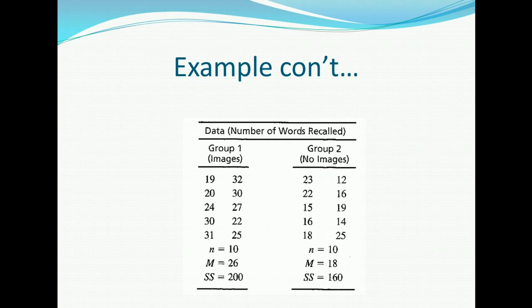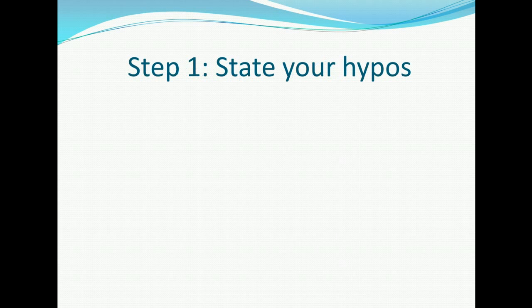And this is the following data that were achieved from this study. You have group 1, who was instructed to think of imagery, and group 2, who was instructed not to think of any imagery. We have n equals 10 for each group, a mean of 26 for group 1, a mean of 18 for the second group, and sums of squares of 200 and 160.